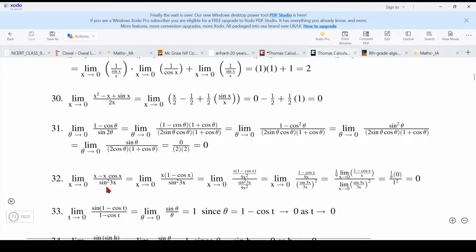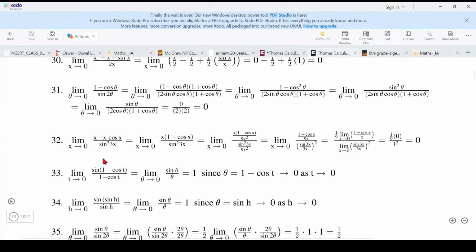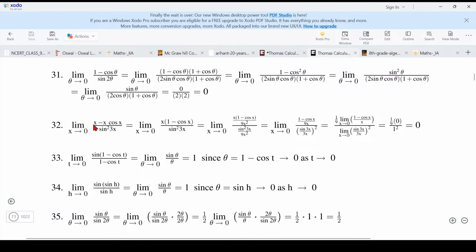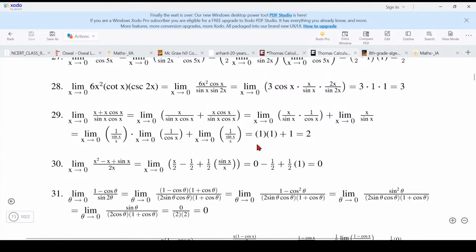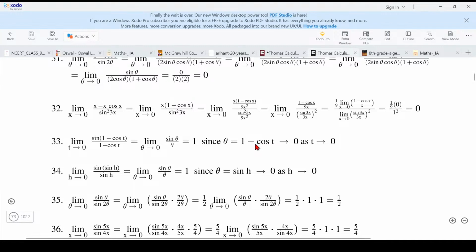Agreed? This one, you see, x minus x cos x by sin cube x. What will you do? Sin square 3x. What exactly are we doing here? We are taking x common, and sin square 3x. Sin square 3x means we need 3x of whole square if we want sin theta by theta. Sin square 3x means sin 3x into sin 3x, so in the denominator we also need 3x into 3x. Right?